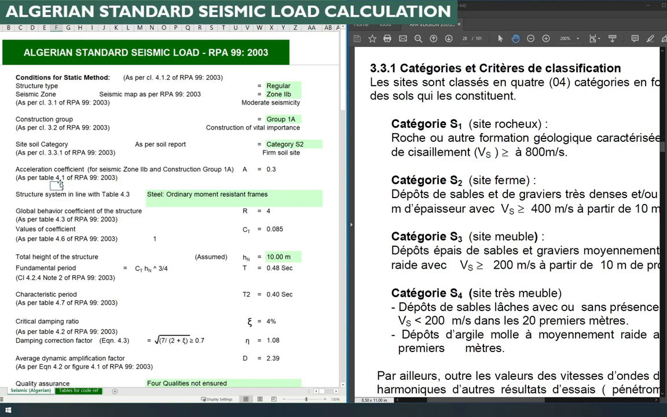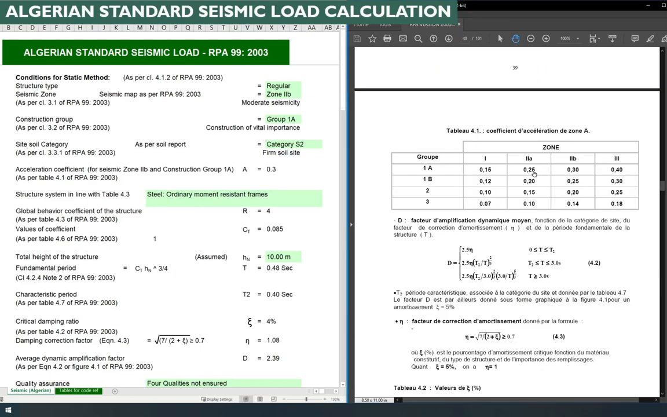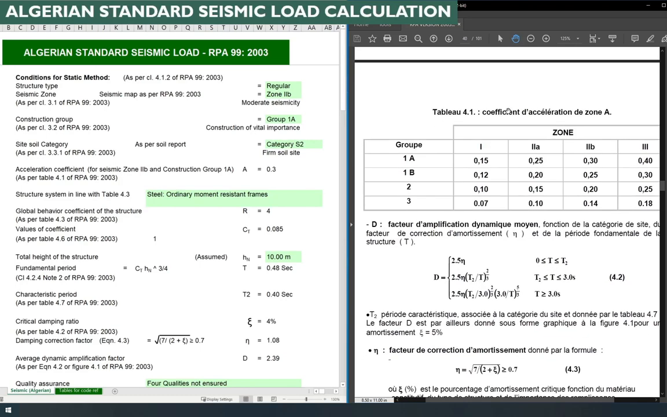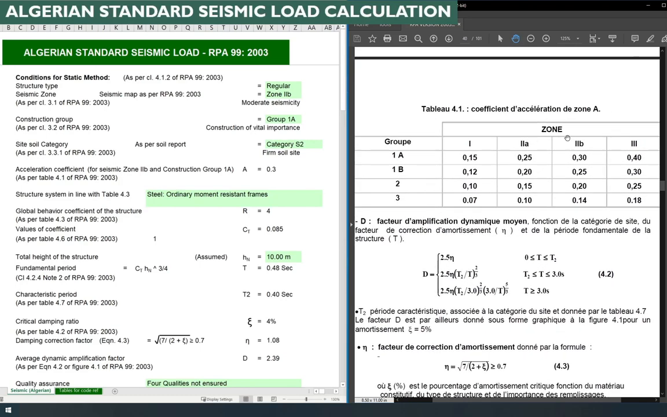Next, we need to find out the acceleration coefficient for seismic zone, based upon our seismic zone 2B and construction group 1A. For that, we need to refer to table 4.1 of RPA. Page number 42 to be referred. It is page number 40. So here in the right hand side, you can see table 4.1, which states the acceleration coefficient value with respect to seismic zone and group of construction.